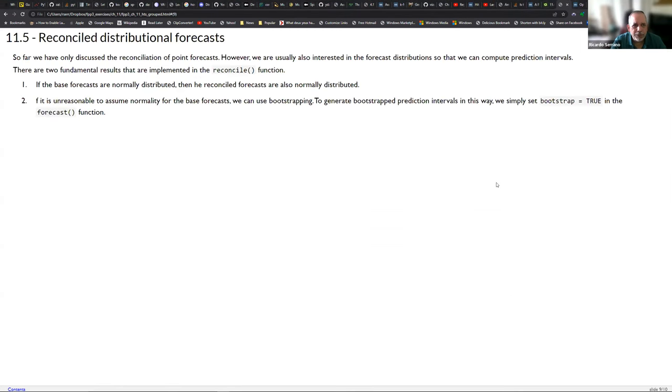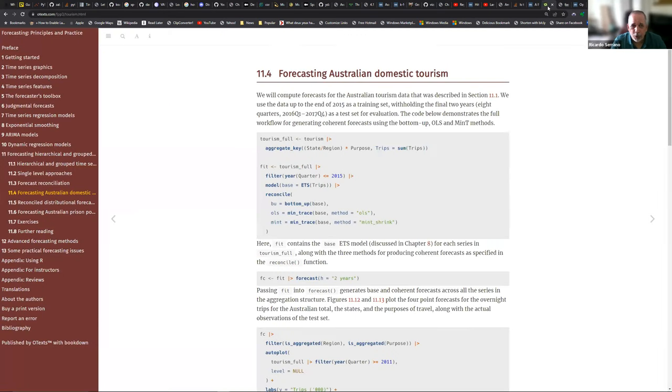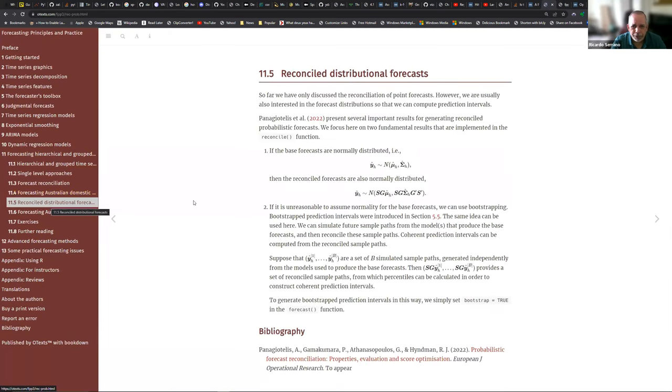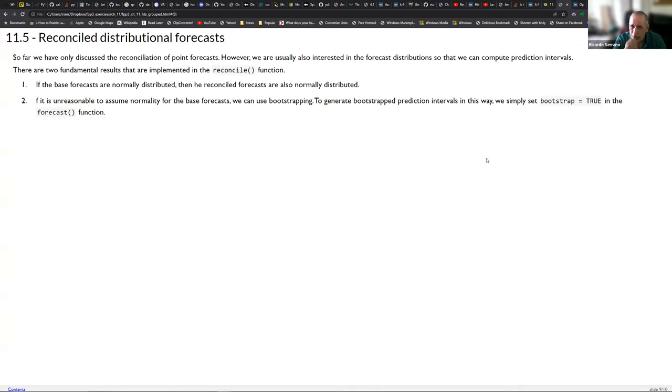That is good. Okay. So in chapter 11.5, that's another kind of short chapter, but here what the authors are trying to communicate is that, they say that so far we have discussed reconciliation of point forecasts. So we have a mean, and then we have the confidence intervals that give you the range where that mean can fluctuate within the forecast.